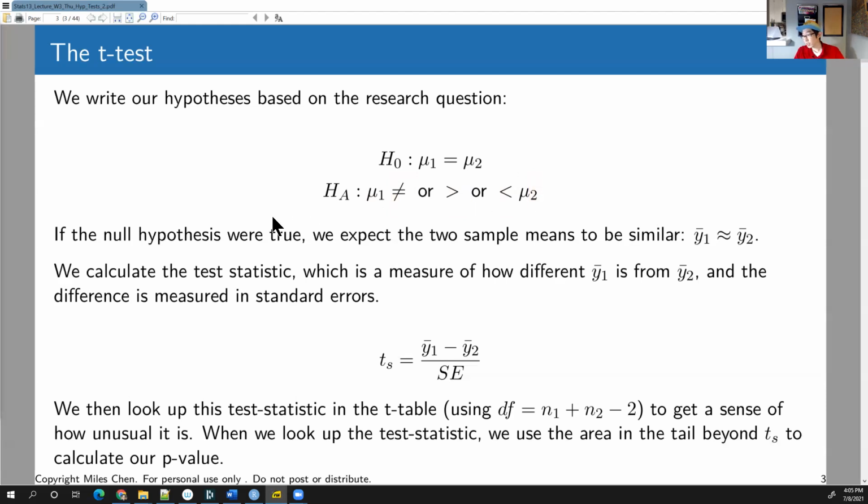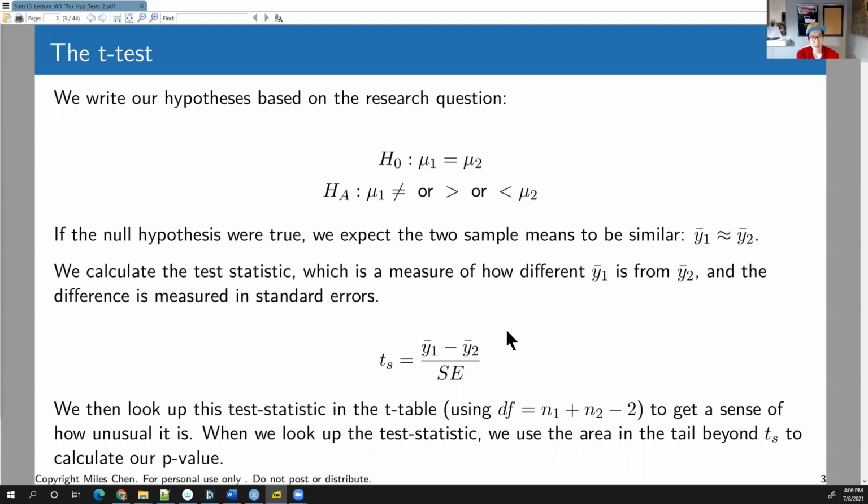And we said if we make the assumption that the null hypothesis were true, then we expect the sample means y bar 1 and y bar 2 to be similar to each other. We expect those two values to be similar. What we do is calculate a test statistic which measures how different y bar 1 and y bar 2 are from each other in our observed data. We take that difference between y bar 1 and y bar 2, and we measure that difference in terms of standard errors.